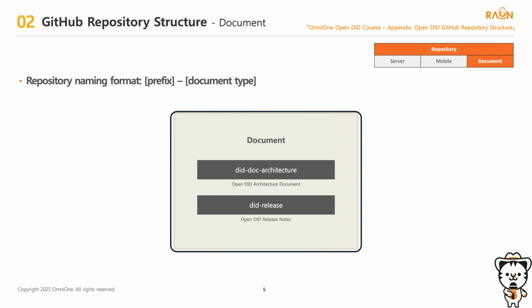Next is document. Internally, document has a DID document architecture and a DID release repository. DID document architecture is a repository of various documents that help one understand the overall architecture of Open DID. And DID release is a repository that manages the release shape and history for each version in one place.